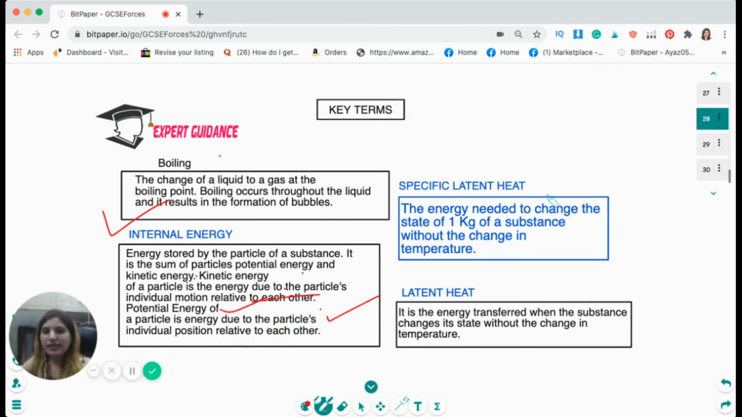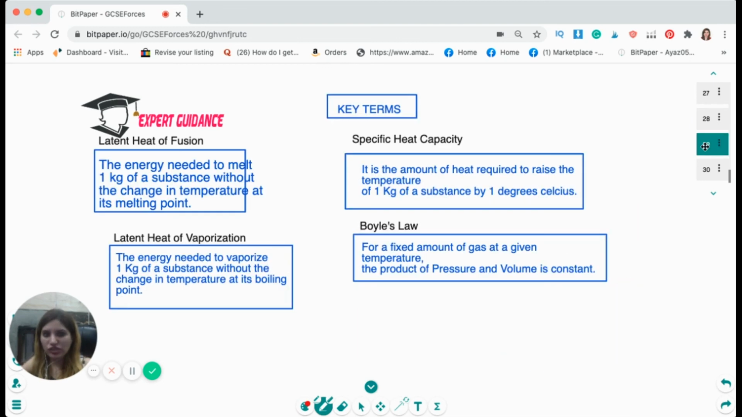The latent heat is the energy needed to change the state of 1 kg of substance without the change in temperature. The latent heat is the energy transferred when the substance changes its states without the change in temperature. Latent heat of fusion is the energy needed to melt 1 kg of a substance without the change in temperature at its melting point. And latent heat of vaporization is the energy needed to vaporize 1 kg of a substance without the change in temperature at its boiling point.